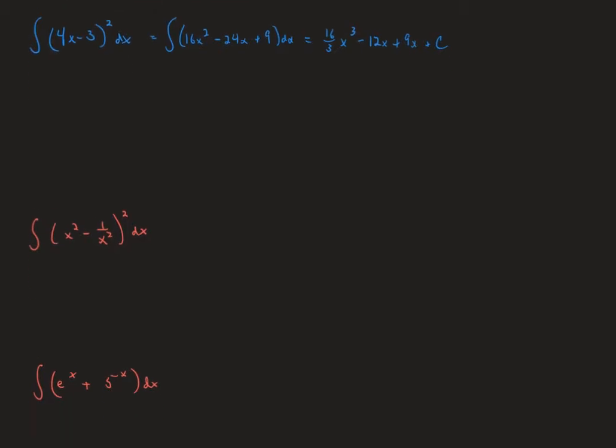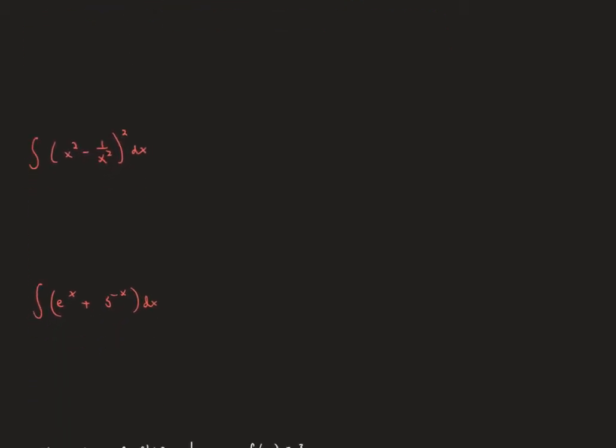Similar to the last one we did, we're going to have to multiply this out. So the first one squared is going to be x to the fourth. Now the product, twice the product, when you multiply an x squared times a negative 1 over x squared, those will cancel and just be negative 1. Twice that product will be times 2. We'll make that just a minus 2.